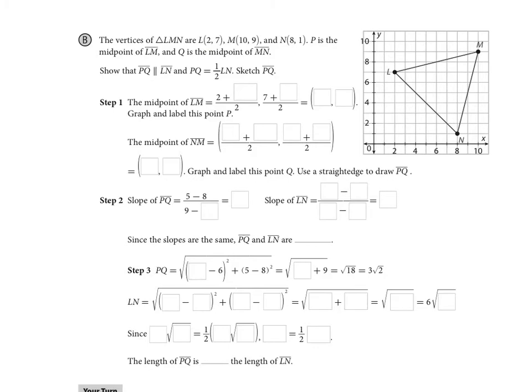We have a new triangle whose points are given here as (2, 7), (10, 9), and (8, 1), triangle LMN. And then we're told that P is the midpoint of LM and Q is the midpoint of MN. So let's do our midpoint theorem first off. Midpoint theorem for LM, these 2 points, we're going to do 2 plus 10 all over 7 plus 9, and then each of those divided by 2. So that gives me the point (6, 8), and so that's my point P.